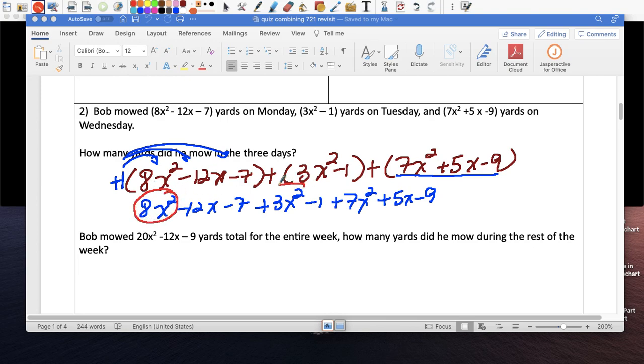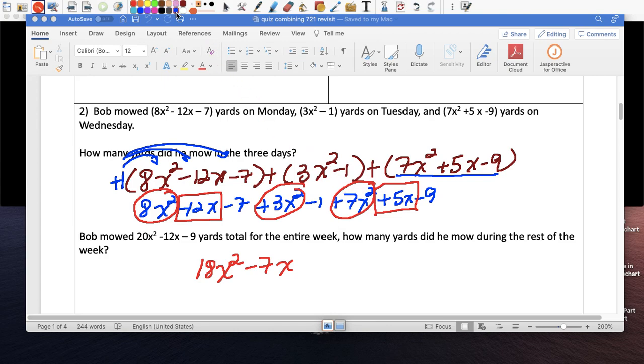This guy, and this guy. Notice they're all positive. So 8 plus 3 is 11, plus 7 is 18x squared. I don't do anything with the variables. Next one, anything that has just an x. So we have this guy here and this guy here. But notice that this is negative 12x and this is positive 5x. Negative 12 plus 5 is negative 7x.